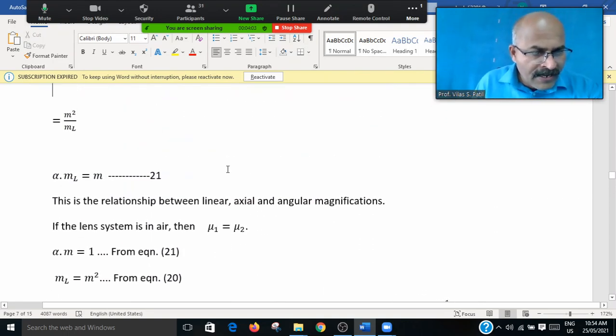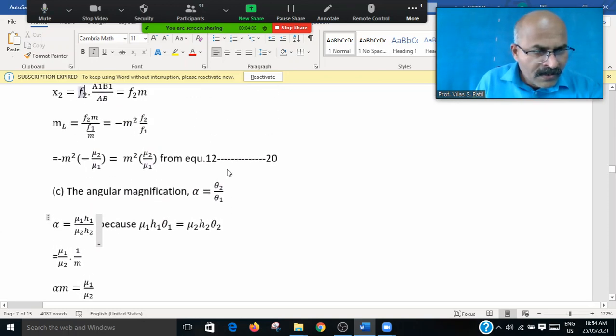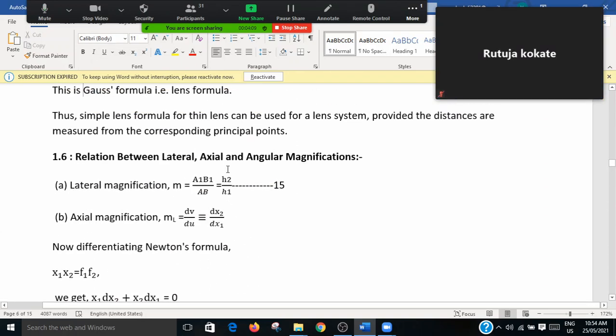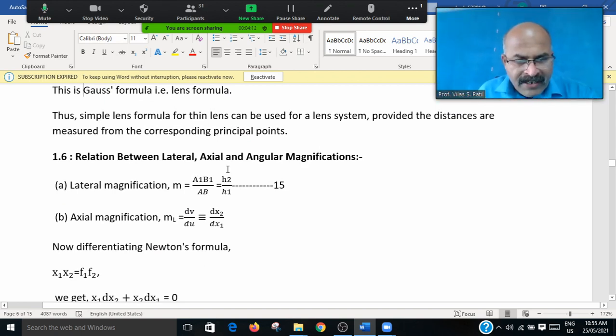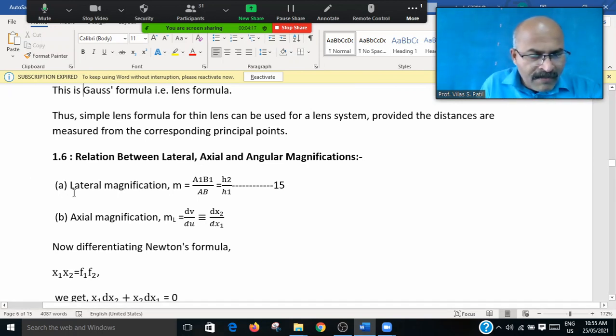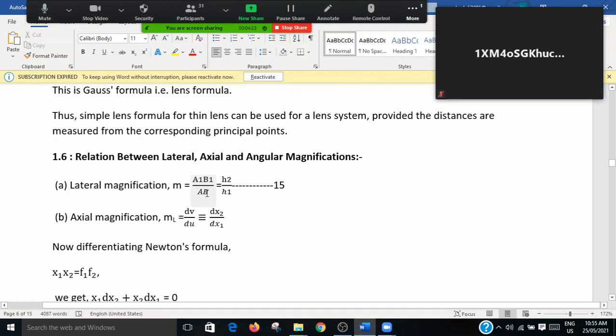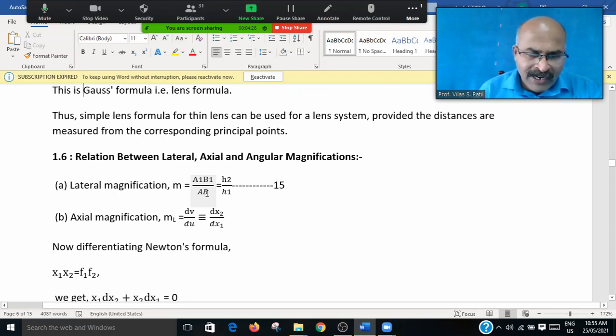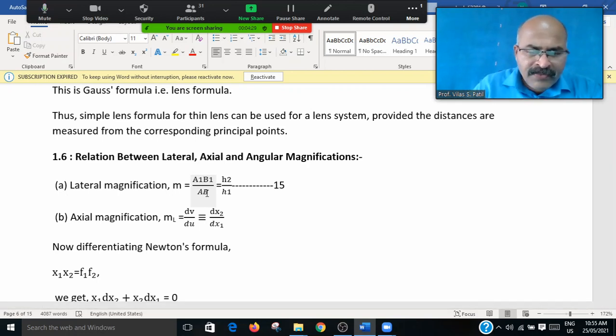Okay, friends, in last lecture we came to the relation between the lateral and angular magnification. The lateral magnification is indicated by the M, is the ratio of A1B1 divided by AB, and it is equal to H2 by H1. Then the axial magnification is indicated by the ML, and that is dV by dU, which is dx2 by dx1.